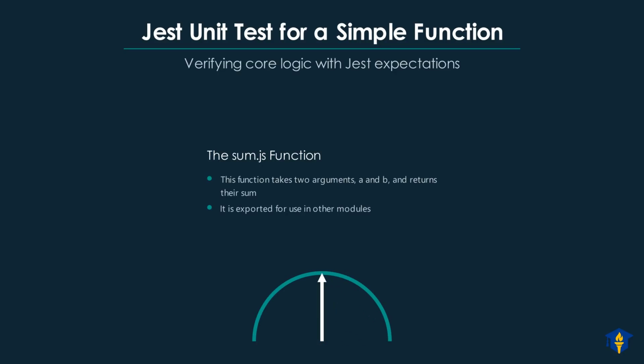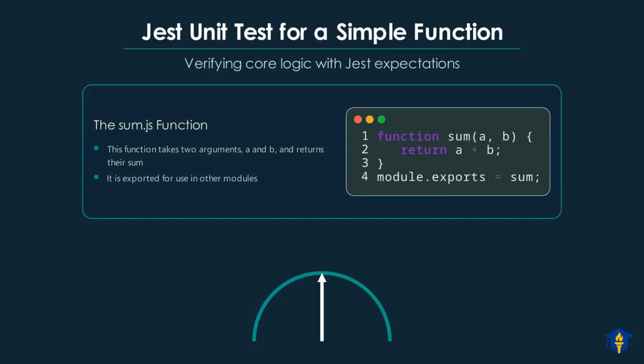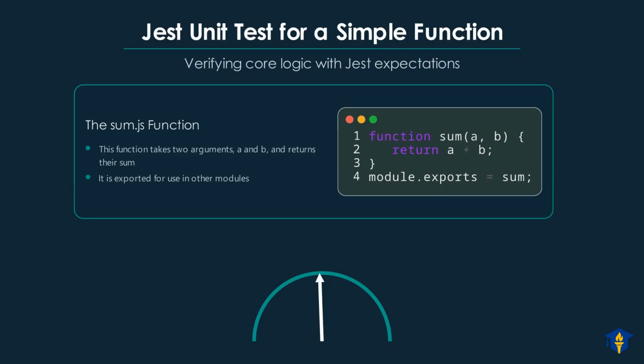This function takes two arguments, a and b, and returns their sum. It is also exported for use in other modules. The code defines a sum function that adds two numbers and exports it.